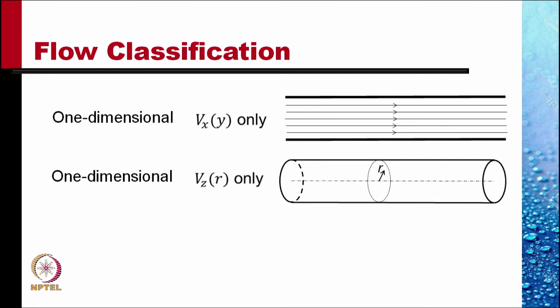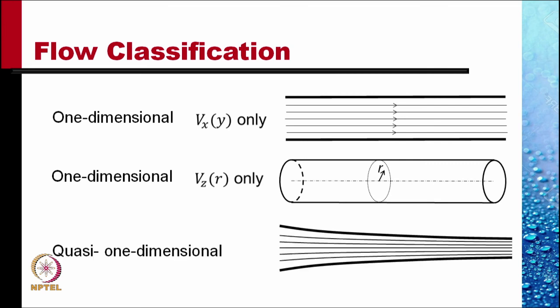Similarly, flow through a pipe. We have seen before that flow through a pipe in the laminar regime has a velocity field which is parabolic, and it is a function only of r. Vz along the axis is a function of r. This is one-dimensional. If the channel was very slowly tapering, the field is no longer one-dimensional, but the variations in the x direction are slow, and so it can be treated as quasi one-dimensional.